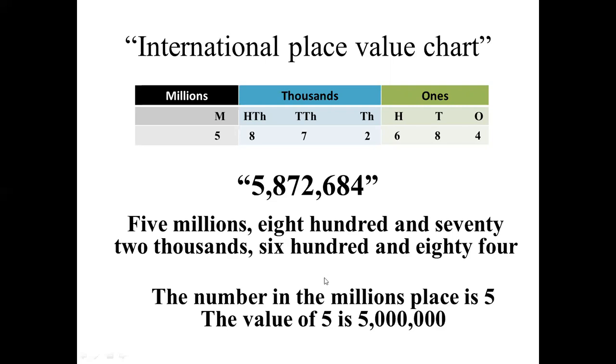If I ask you what is the number in the millions place, 5 is in the millions place. But if I ask you what is the value, the worth of this 7-digit number, that means the 5, the value of 5 is 5 million, having 6 zeros with it.